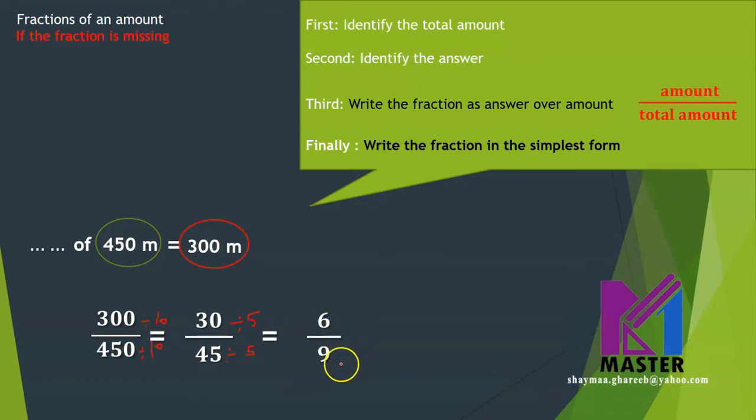Can I do any more division? Look at these two numbers, 6 and 9. Of course, I can divide up and down by, yes, 3. 6 divided by 3 equals 2, and 9 divided by 3 equals 3. So the missing fraction will be 2 over 3. Okay, is it clear?